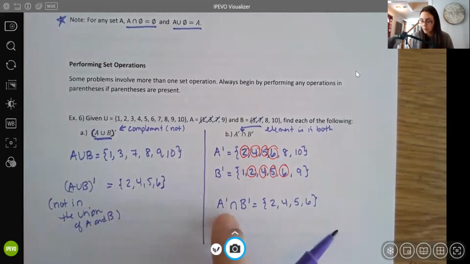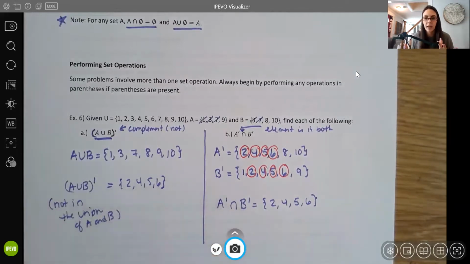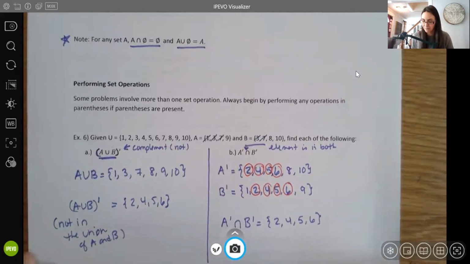Now, a lot of times you'll hear me say like A naught, B naught. That's just kind of like shorthand slang for A complement, B complement. So if you're watching videos, myself included, or you're looking online and you hear A naught, B naught, it just means the complement of A and the complement of B. Sometimes we get a little bit lazy and say that instead.